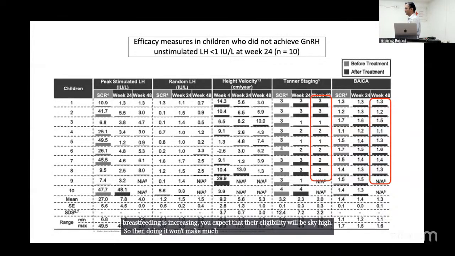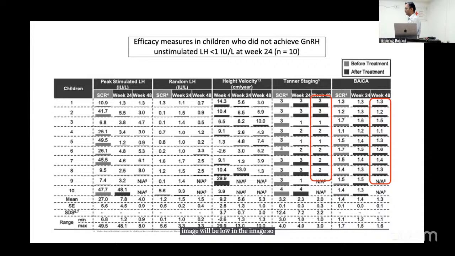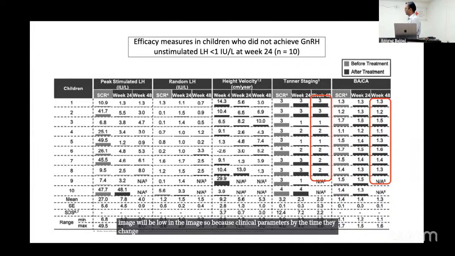Like if you say somebody has POI and FSH is high, AMH will be low anyway. Because clinical parameters, by the time they change, you already have a lot of change in LH, baseline and stimulated. This is what it is coming up to. Yes. Carry on.